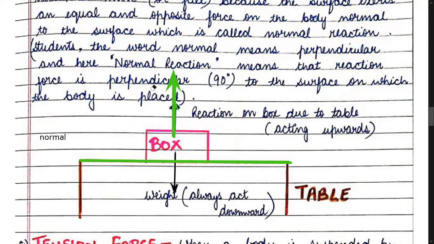Children, this is the reaction force given by the surface. It is the reaction force given by the surface, and since it is acting perpendicularly, it is also known as normal reaction. So what is normal reaction? A force which is exerted by the surface, normal to the surface, and is equal to the weight of the body. So normal reaction will also occur when the body is in contact with the surface.